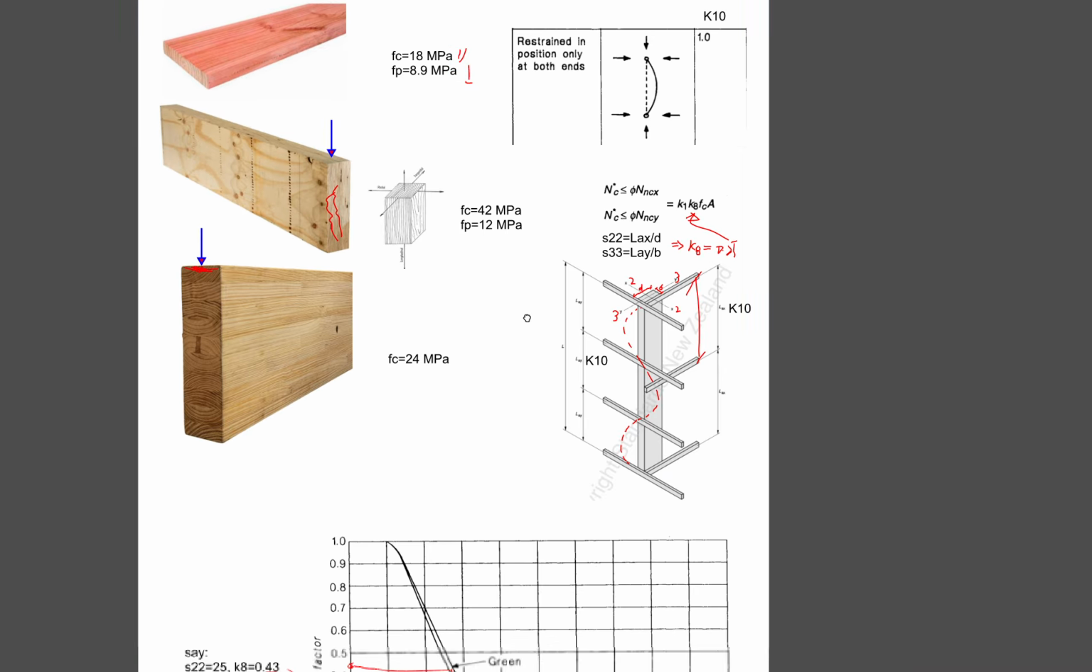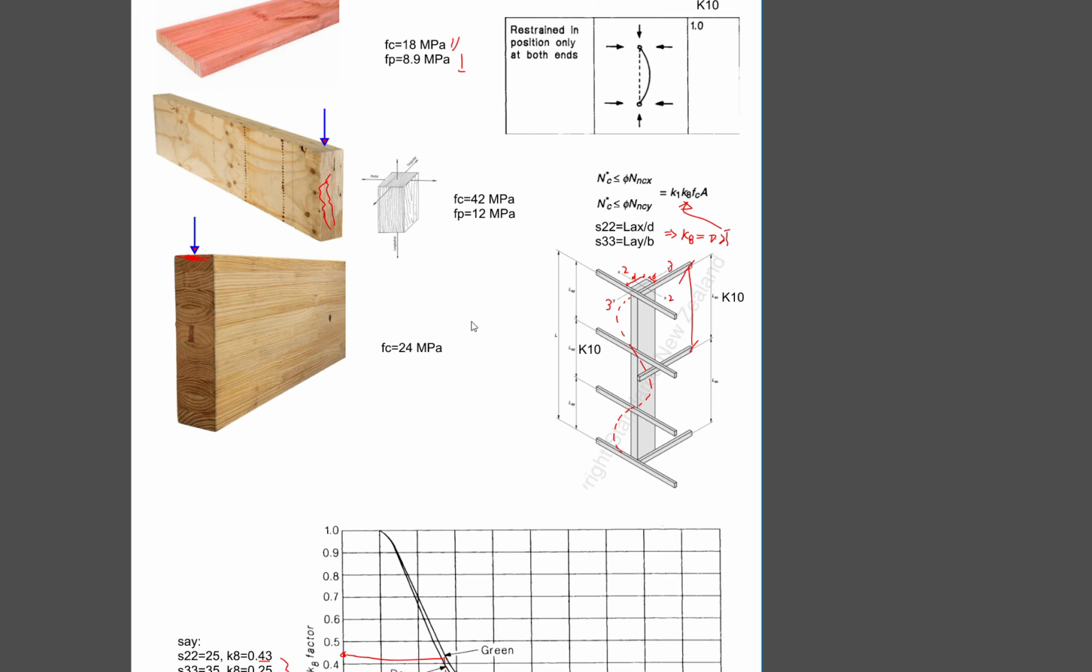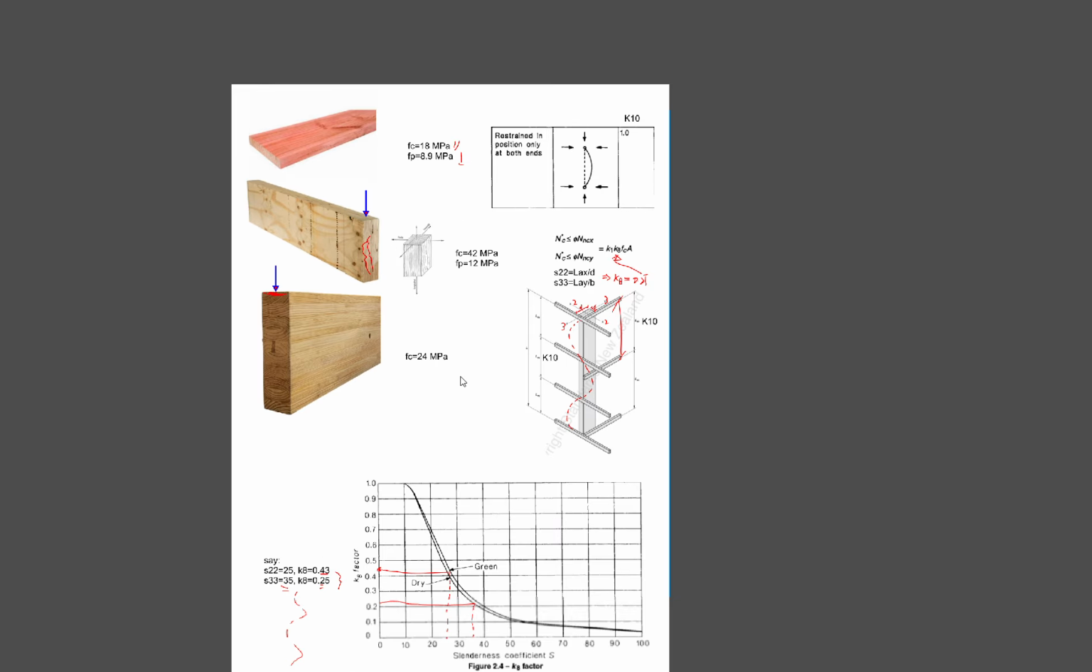So that's columns in axial compression. Just be aware of your slenderness and your compression characteristic strength, whether it's perpendicular or parallel.